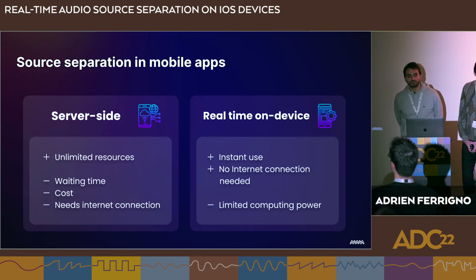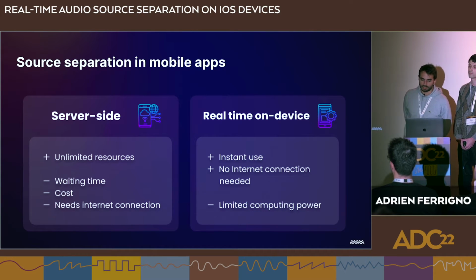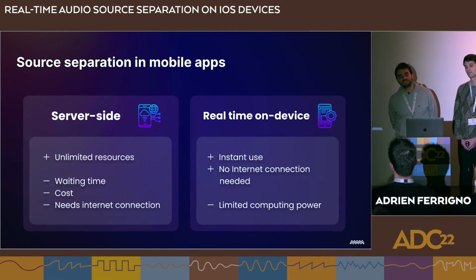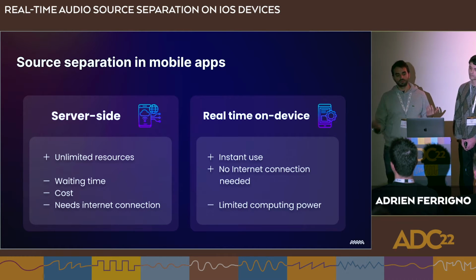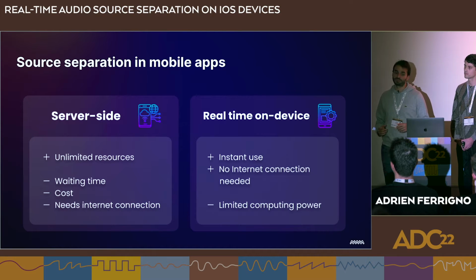So why do we want to run an audio separation model in real time on mobile apps? We could do it on server side. That will allow us to use unlimited resources, but at the cost of a consequent waiting time, and also it can be very expensive to run models on dedicated servers. And that's why we decided to focus on real-time separation.